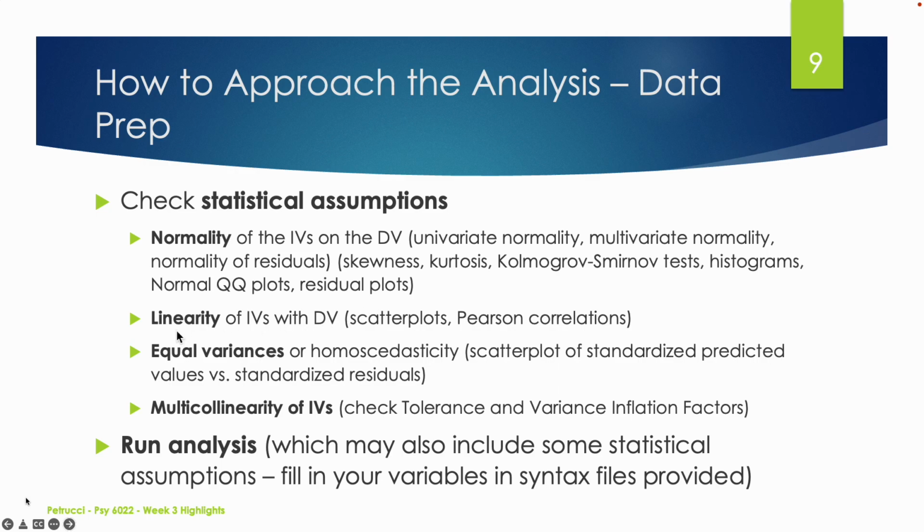The next statistical assumption is linearity of each of our IVs that are quantitative with the dependent variable, and we look at scatter plots and Pearson correlations to assess for that. We will also want equal variance, or homoscedasticity, of all of our independent variables on our dependent variable, and there's a particular plot that we look at for that, and that's also in our annotated output for week 3.